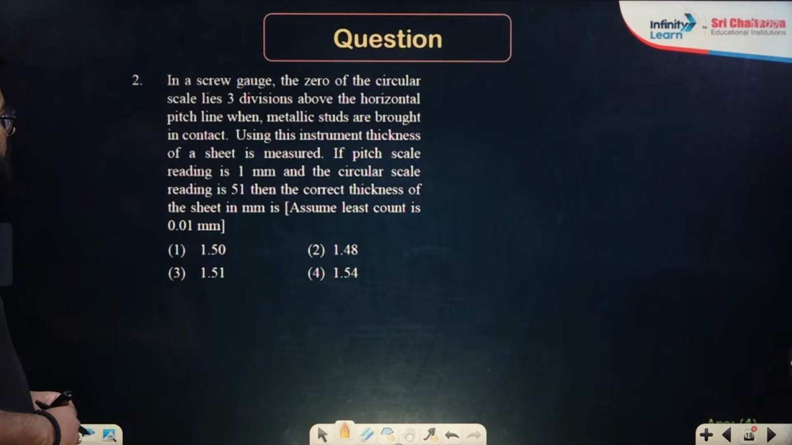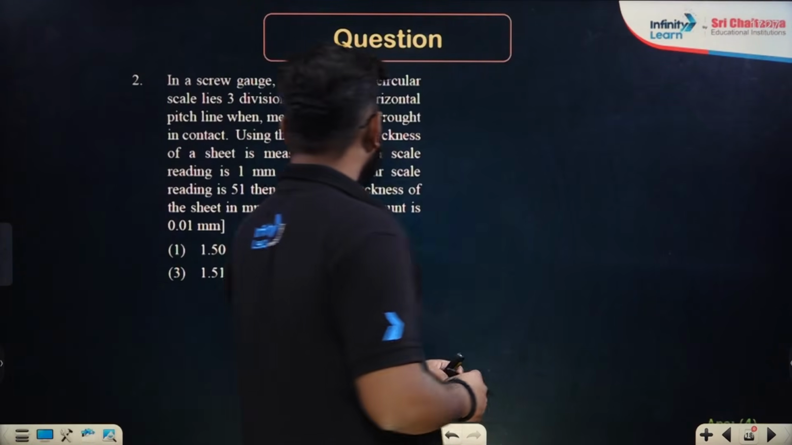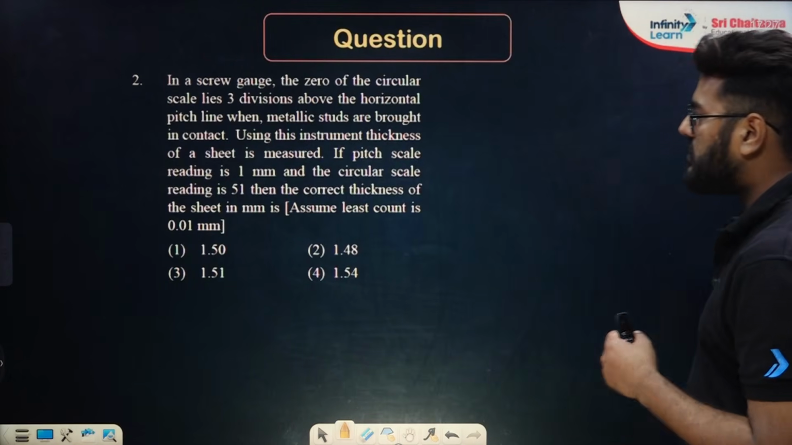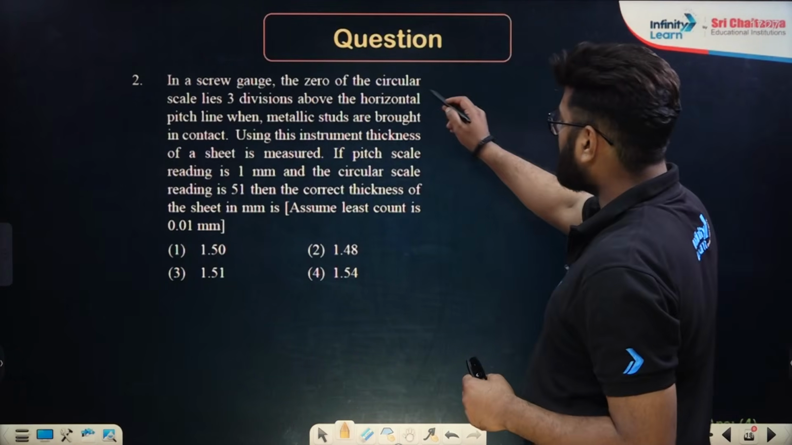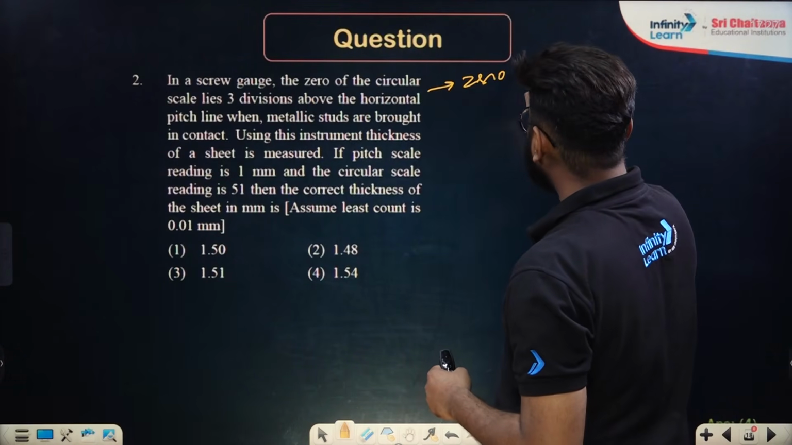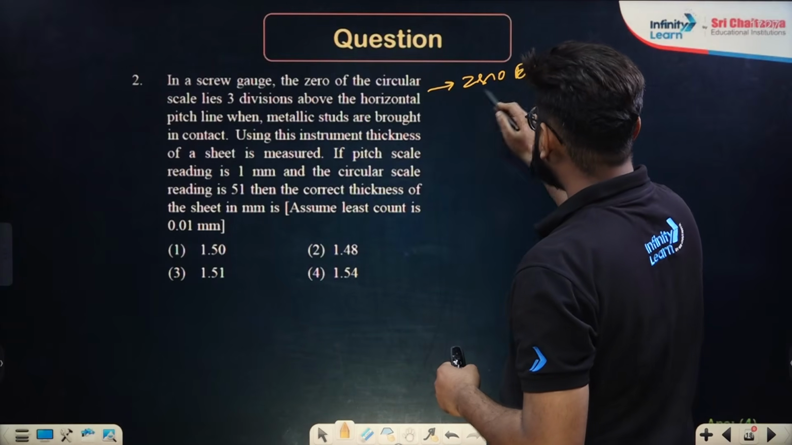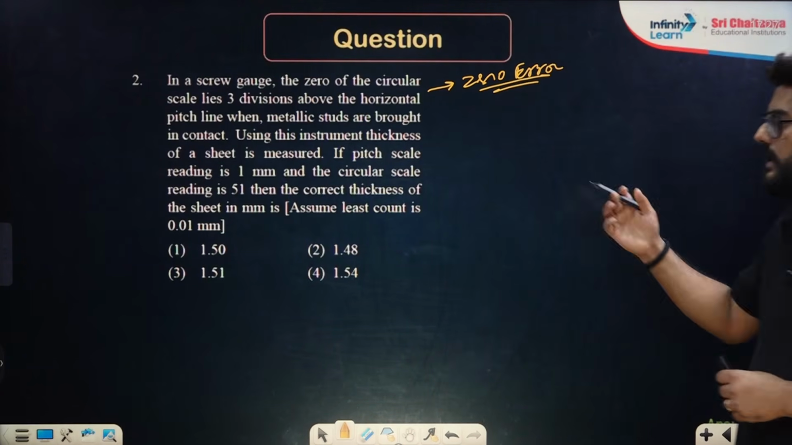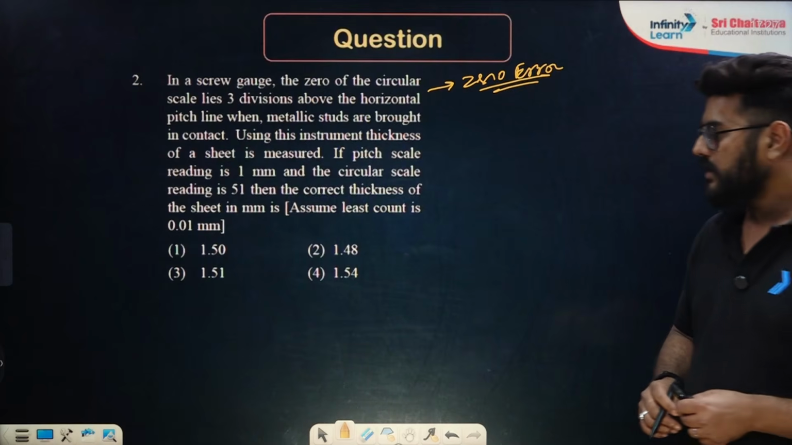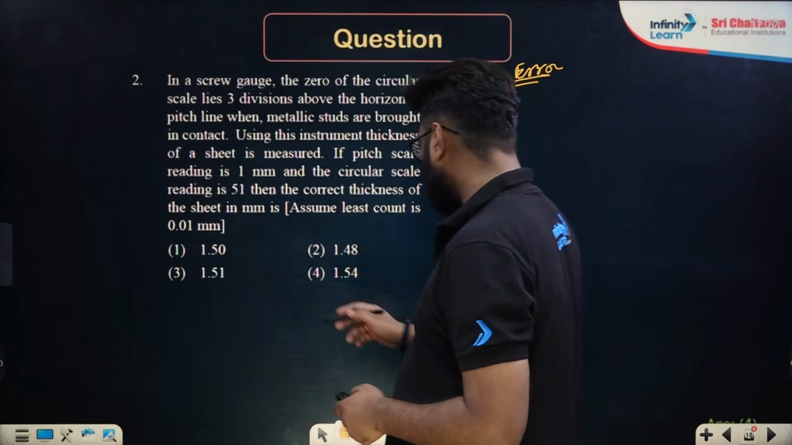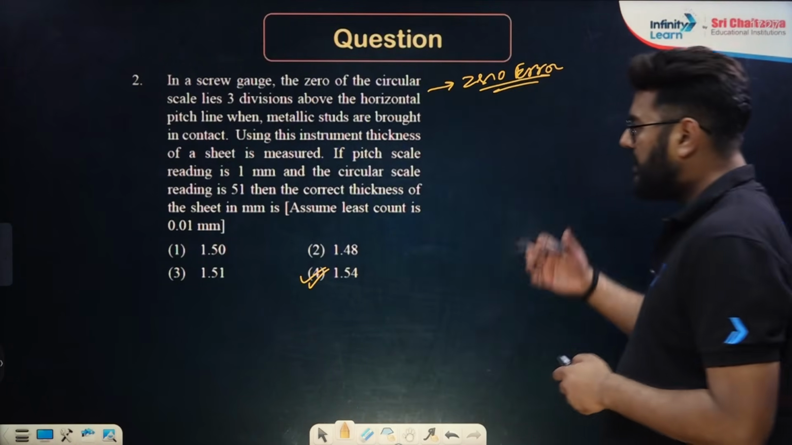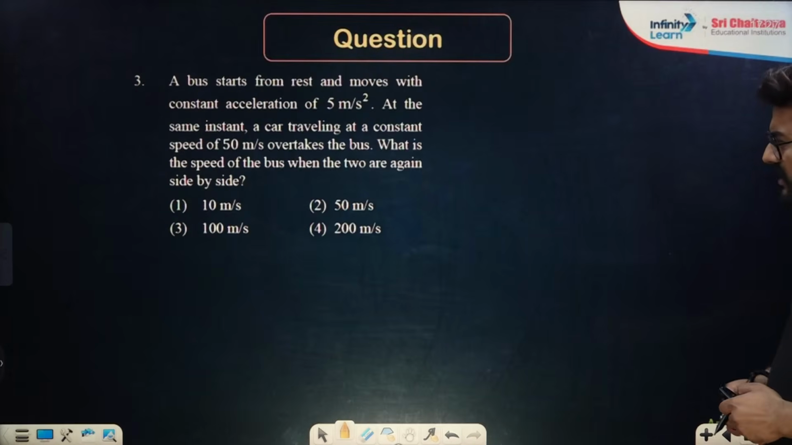Next point is about screw gauge. The zero of circular scale lies 3 divisions above the horizontal pitch line. So this question actually has a zero error. You might have seen tough questions in screw gauge are always created with zero error. It has a negative zero error which you just need to include, and the answer over here is going to be 1.54, which is option number 4. Using the same formula, nothing new in it.